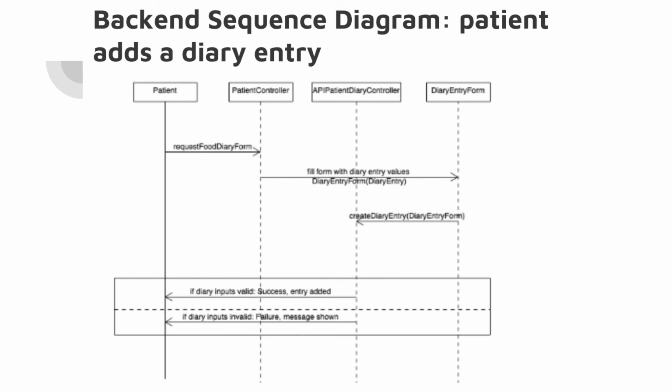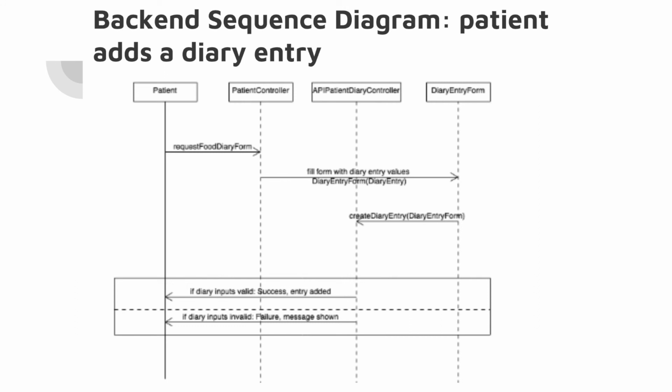Awesome. Now that we understand the implementation, let's look at some use cases. A patient fills out the food diary form and clicks Submit. The front end sends a POST HTTP request to the back end. Spring selects the method in the API food diary controller that contains the matching annotation for food diary POST requests. Then, it sees the request body annotation on the diary entry form parameter. Spring then creates a diary entry form from the JSON request body. The diary entry form is used to create a persistent diary entry, which is then saved to our database.